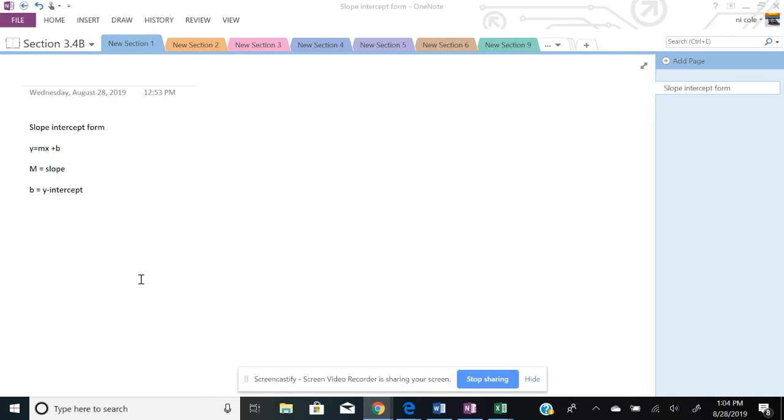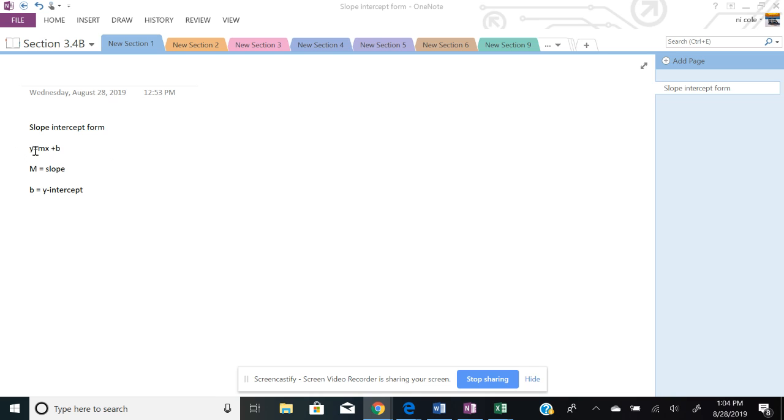All right, we are on to section 3.4b. We are going to learn about slope-intercept form. And then I think in section 3.5, we are going to graph using slope-intercept form.